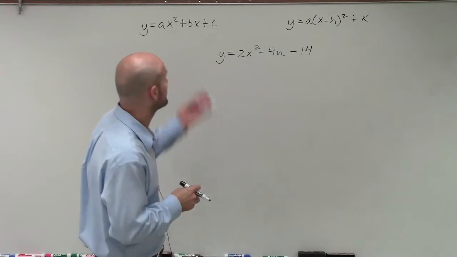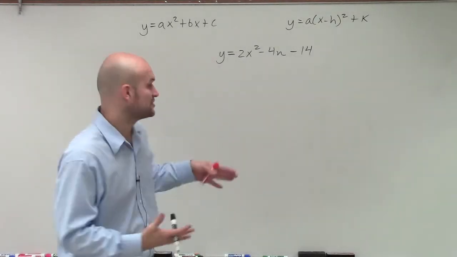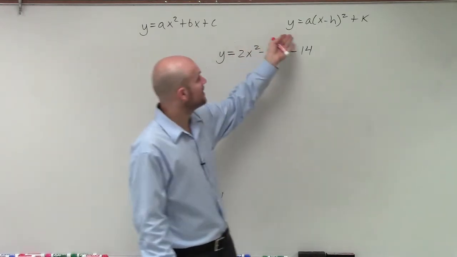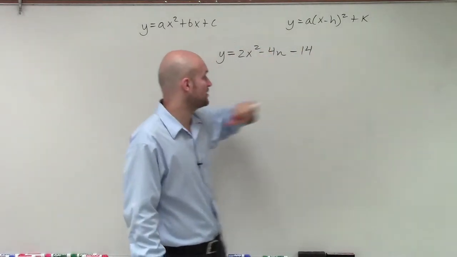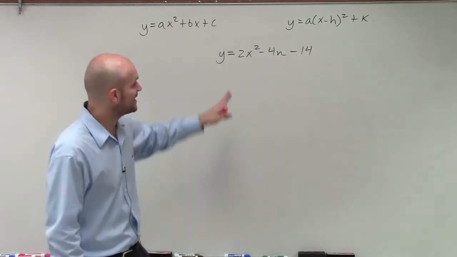Welcome. So what I want to do is show you how to solve this by completing the square. And again, what we need to make sure is when we're solving by completing the square, we need to make sure we create a perfect square trinomial that we can factor down to a binomial squared. But to do that, we're going to want to make sure that our a is equal to 1. So we're going to have to factor out a 2.